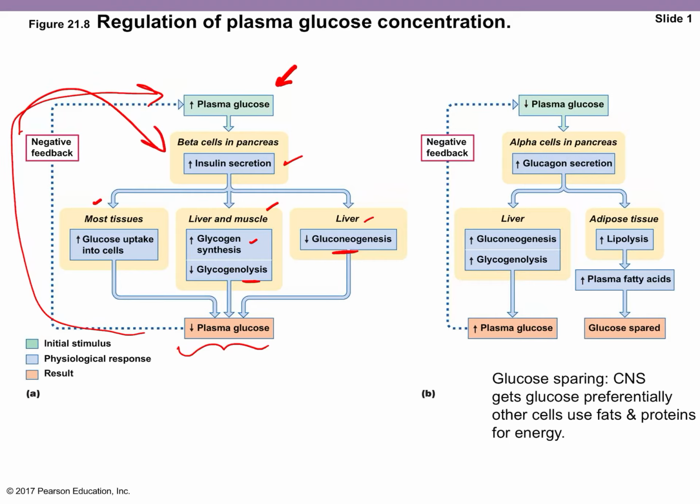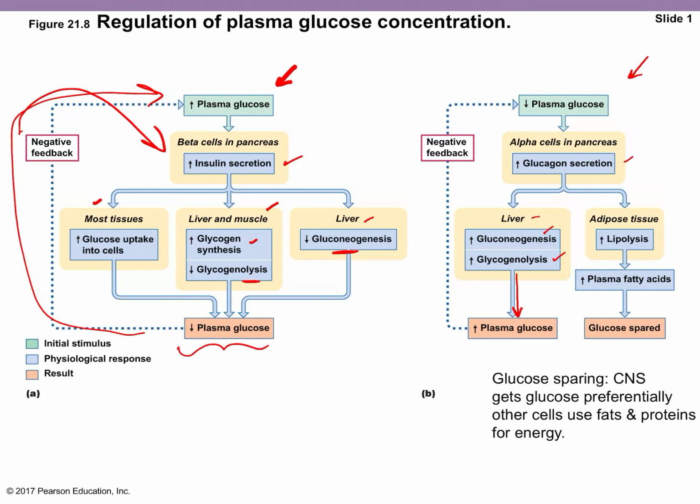Now, if you look at the low plasma glucose levels, the alpha cells in the pancreas are going to start to secrete glucagon. And glucagon in the liver is going to promote catabolism. So it's going to promote gluconeogenesis. It's going to cause the liver to make sugar from scratch, and glycogenolysis, right? Breaking down the glycogen. And that's going to be liberated into the bloodstream, and it's going to increase blood plasma glucose levels.